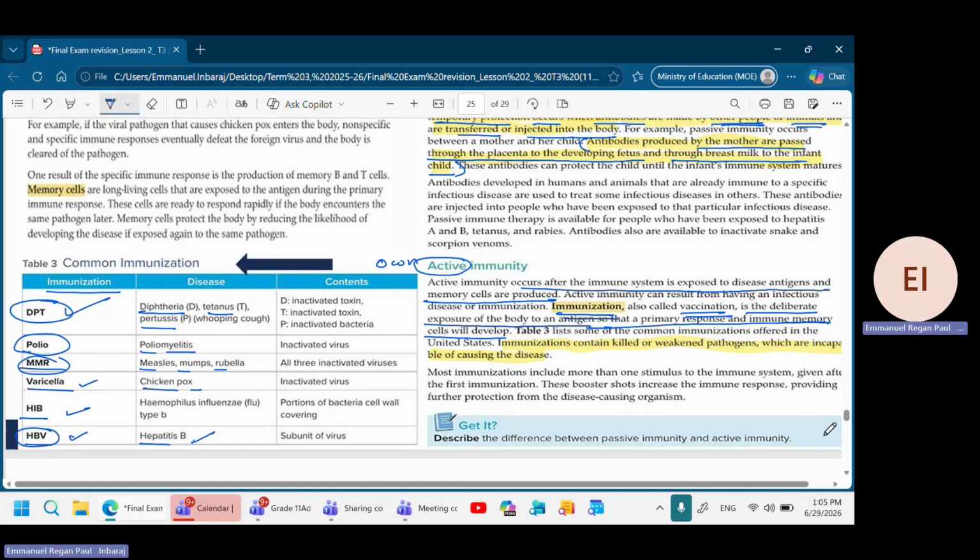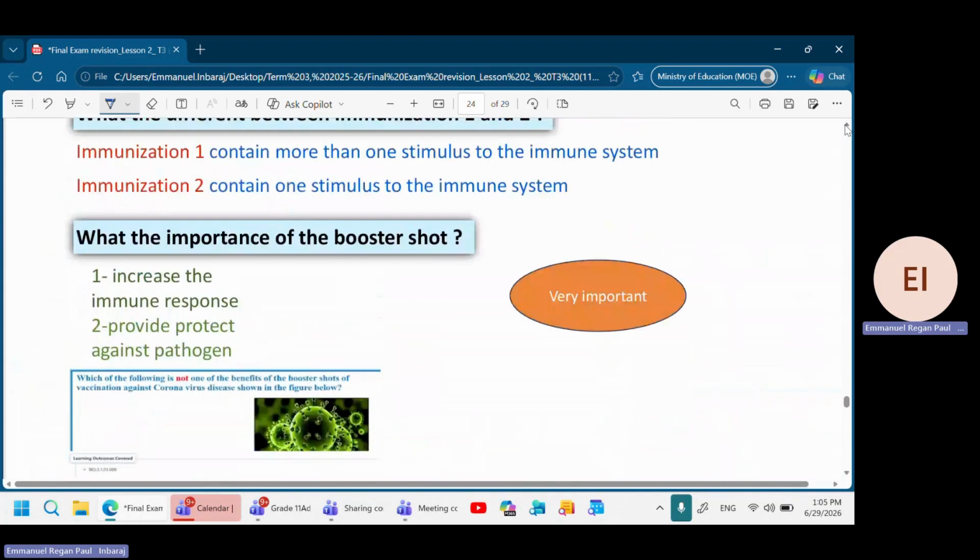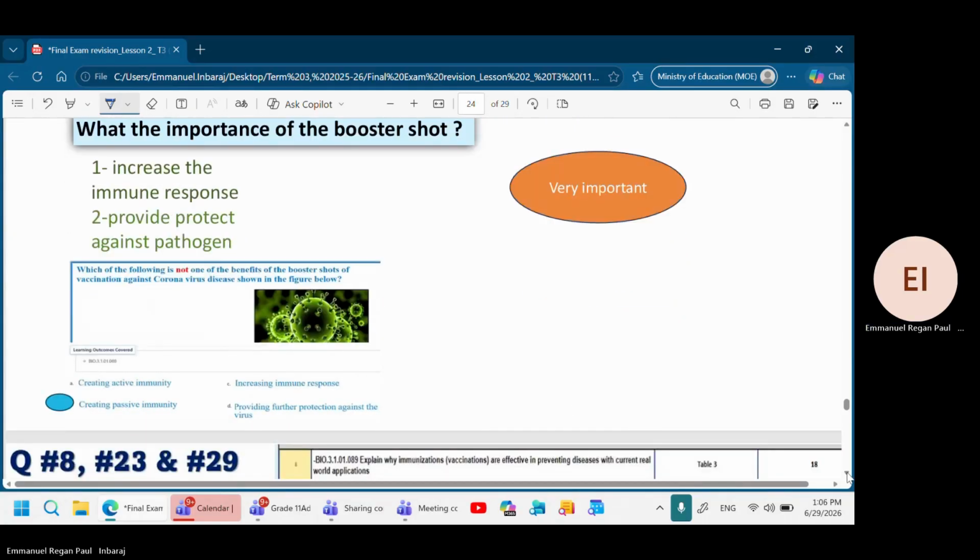All right. So this is about vaccinations, about active and passive immunity. You have a question here. Which of the following is not one of the benefits of booster shots of vaccination against coronavirus disease shown in the figure below? Okay, so because vaccines will produce active immunity, it will not produce passive immunity. So this is the answer, because the question asks for what is not a benefit.